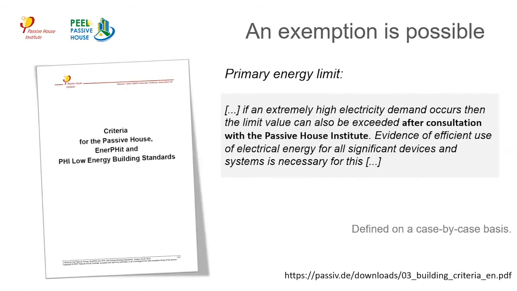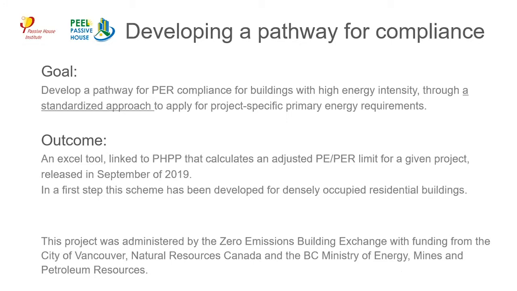Actually, the Passive House criteria already foresees an exemption. So if you have extremely high electricity demand in a project, then you can apply for it. But in this case, we review every project to then define a new limit. So what we wanted to do is then to have a standardized approach that would allow us to have project-specific primary energy requirements, but at the same time that would be straightforward and easily applicable by all users.